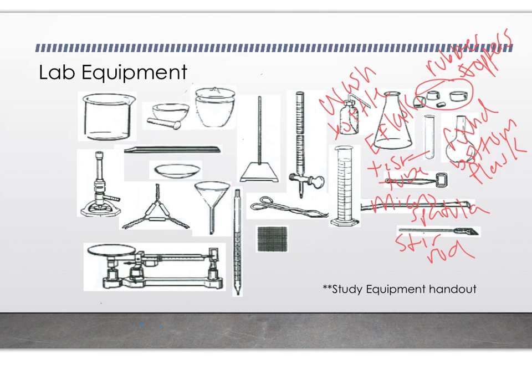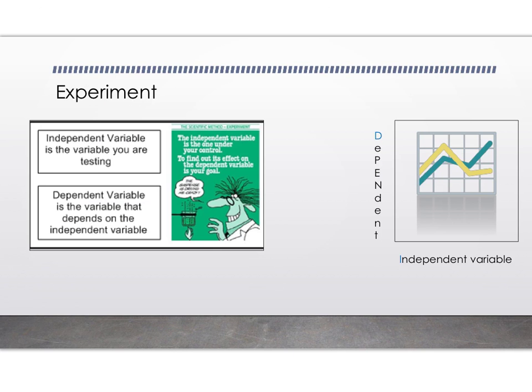So there are other pieces of equipment that are on the lab equipment handout that I gave you or will give you. So if you didn't get one, please come ask me about it. But make sure you study your lab equipment handout. We will be tested over these pieces of equipment later on this year, and plus it's good to have a knowledge base of all the pieces of equipment. So when I say, hey guys, you need to go get a beaker or you need to go get a graduated cylinder, you know what I'm talking about.